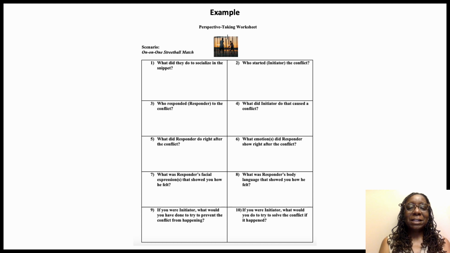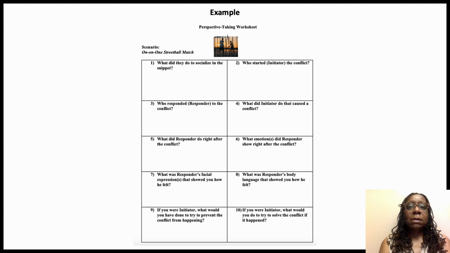Perspective taking worksheet. This is an example of a perspective taking worksheet. You will notice there's a picture below the title, Perspective Taking Worksheet. This picture will go with the video snippet that you just watched. This particular perspective taking worksheet goes with the video snippet, One-on-One Street Ball Match. There are 10 boxes containing 10 questions on every perspective taking worksheet. For instructional purposes, let's review each question in its entirety.